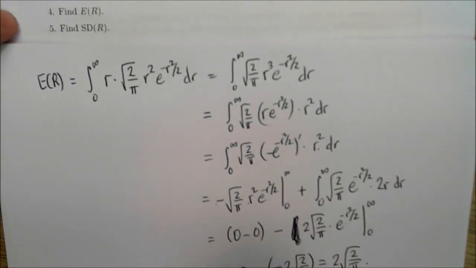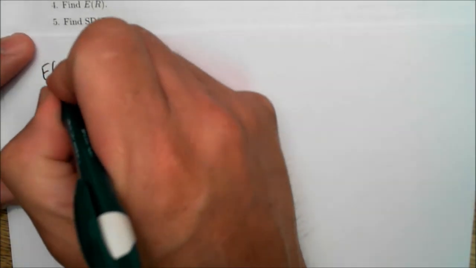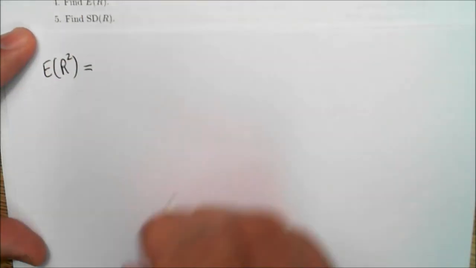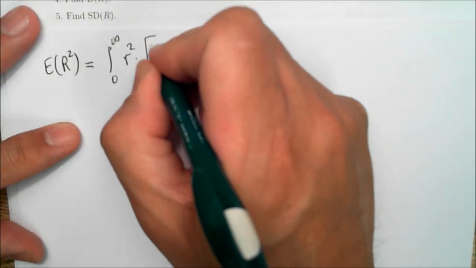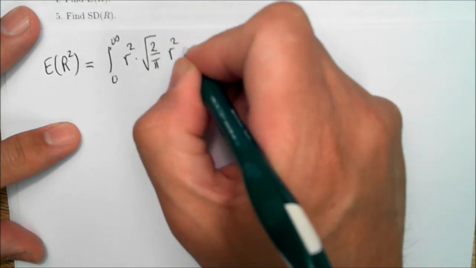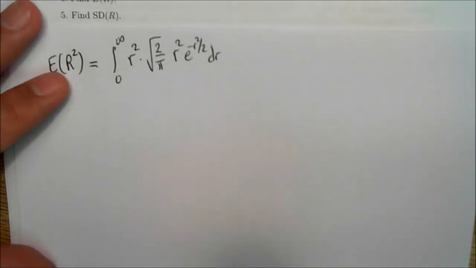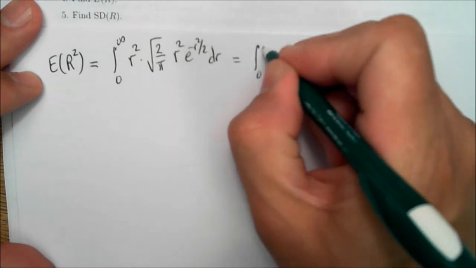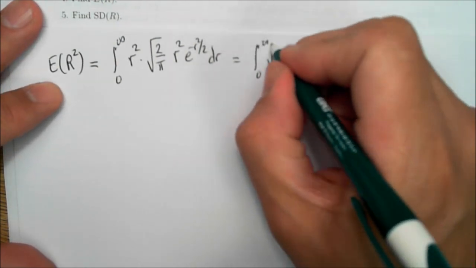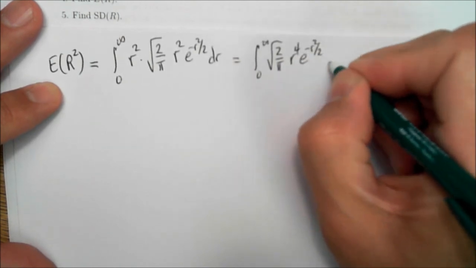Lastly, the question asks us to find the standard deviation of r. Okay, so to find the standard deviation of r, I first must find the expected value of r squared. Now that will be equal to integral from 0 to infinity of r squared times the PDF for r. And so that's equal to integral from 0 to infinity of square root of 2 over pi times r to the 4th e to the minus r squared over 2 dr.